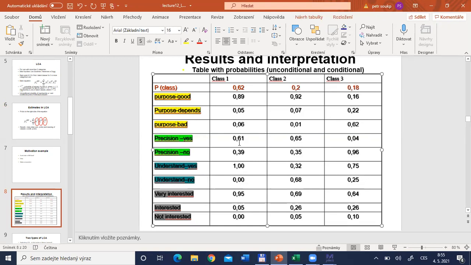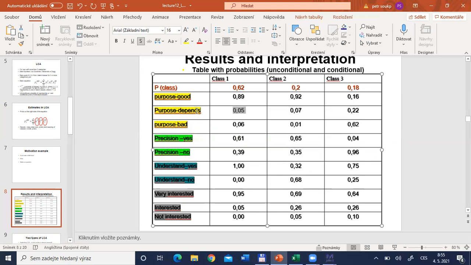And then I can read these conditional probabilities. So, for example, for this yellow question, this was the question whether the survey purposes are good or not, and three options were offered to respondents: purpose is always good, it depends, and purpose of the survey is always bad. So approximately 89% responded good for this first pattern, first class.